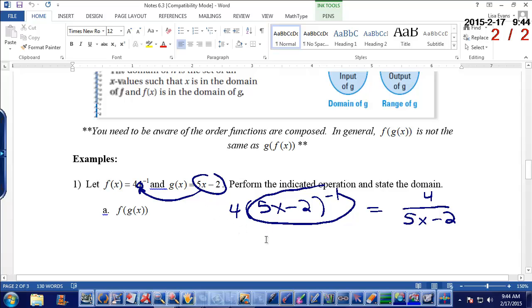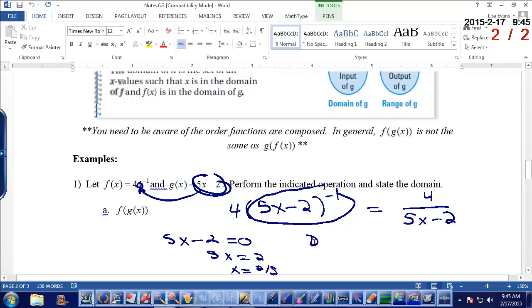Okay, so now we have to talk about the domain. Let's look at our inside function, 5x minus 2. We can have a negative number, we can have a 0, we can have anything. But when we put it in, we have a denominator. What can't this denominator be? Remember, this denominator cannot be 0. So to figure out what x cannot be, we set 5x minus 2 equal to 0. We do not want that denominator to be 0. When you do this, you end up with x equal to 2/5. So our number can be negative, our number can be positive, and it can be 0. It just can't be 2/5.